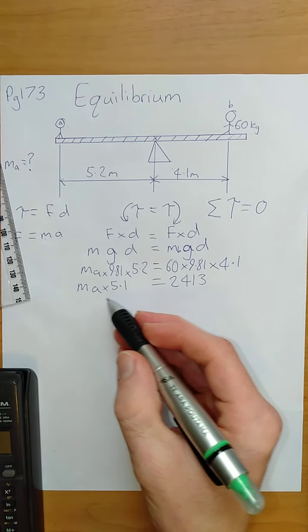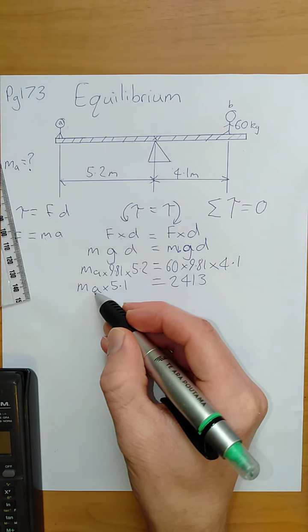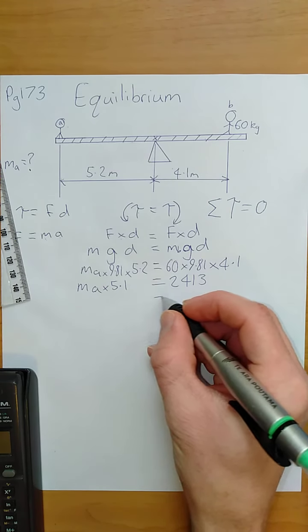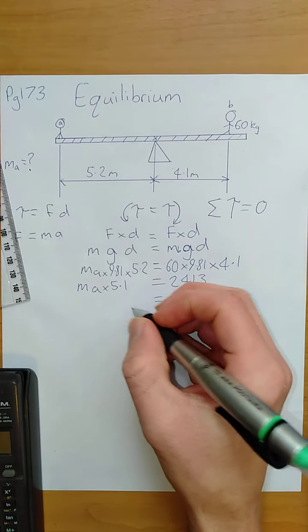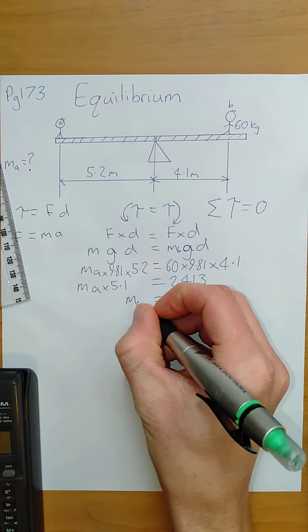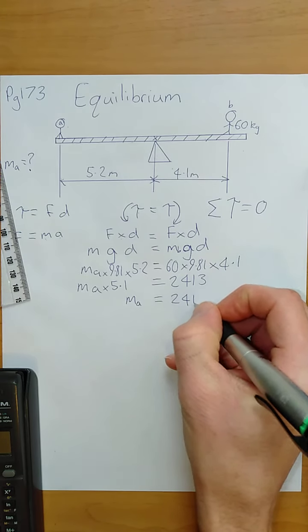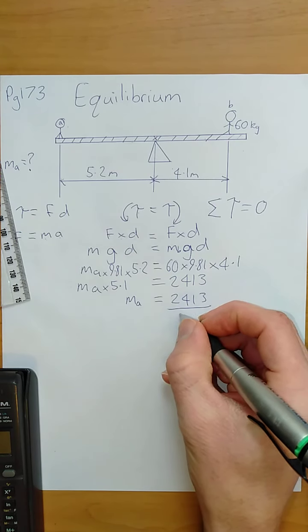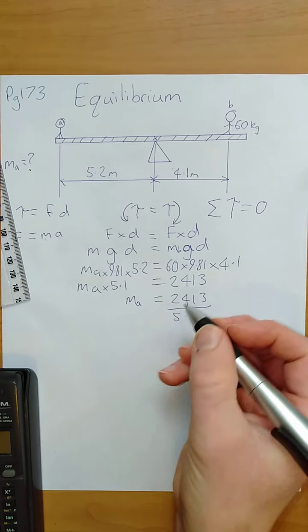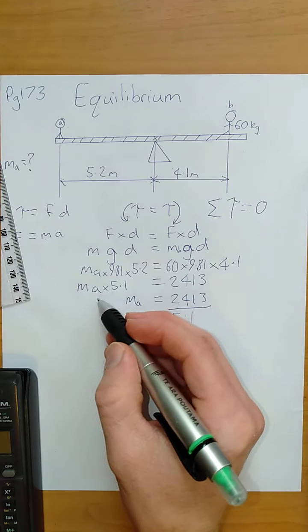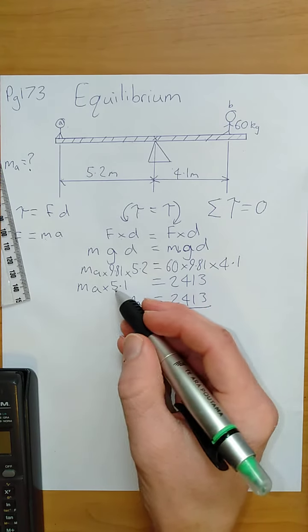Alright, so our next line of working is mass of person A times 5.1 is equal to 2,413. Now we've got to rearrange it to make the mass of person A equal to 2413 divided by 5.1. That rearrangement was just done by dividing both sides by 5.1, and on this side we get to cancel out the 5.1s.